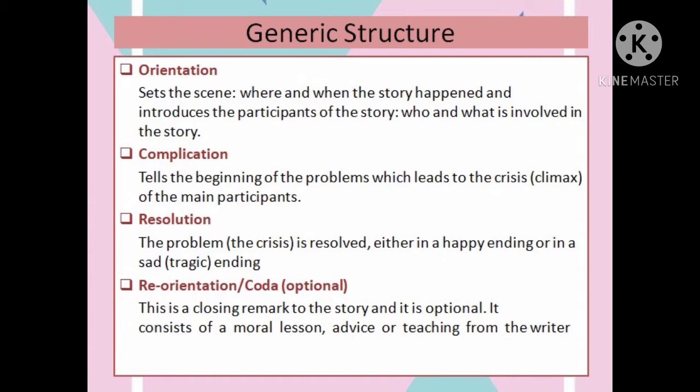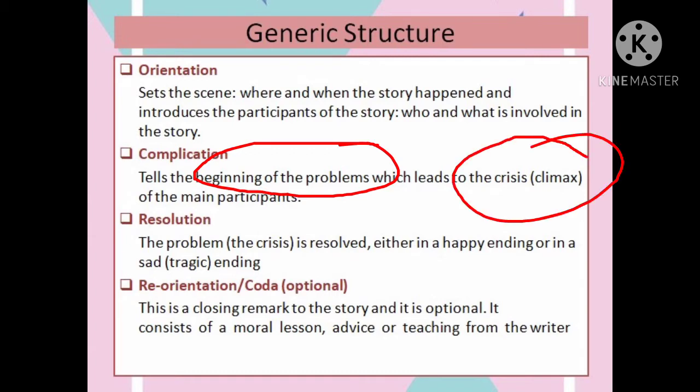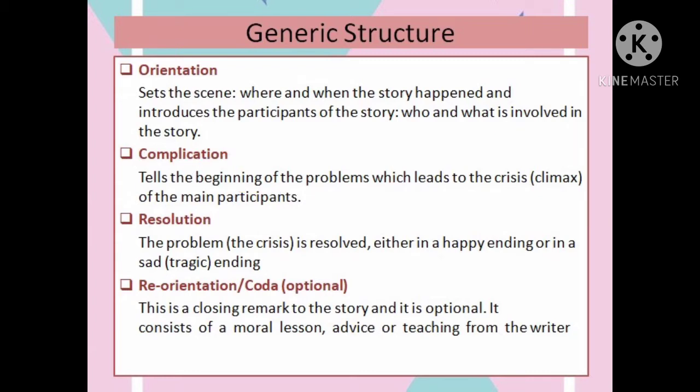The second one is complication. Complication tells the beginning of the problems which leads to the crisis or climax of the main participants. Jadi komplikasi, maksudnya di situ menceritakan awal mula terjadinya masalah yang muncul hingga itu menjadi klimaks dalam cerita tersebut. Itu adalah bagian dari complication.